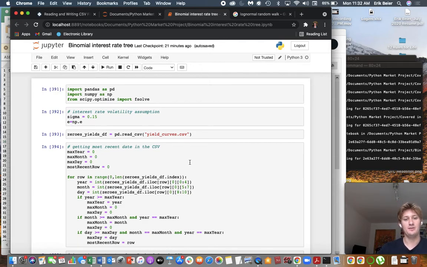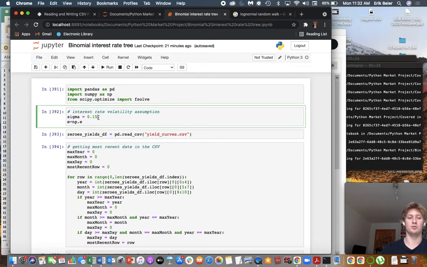What's up, guys? So today we're going to use the binomial interest rate tree model to value bonds with embedded options. So we're going to start off with a volatility assumption. And just a preface, we're assuming that the 1-year rate follows a log normal random walk with standard deviation 0.15, and that's annual standard deviation. And we'll see what the implications of that are later.